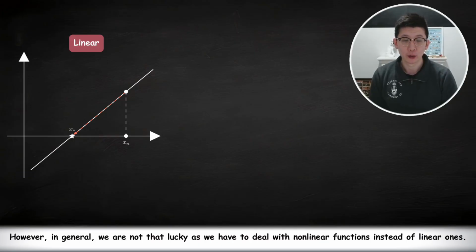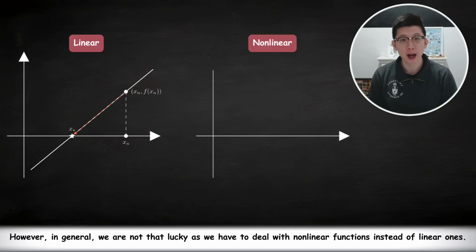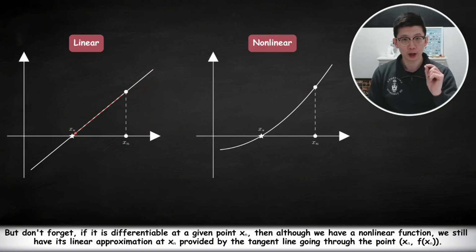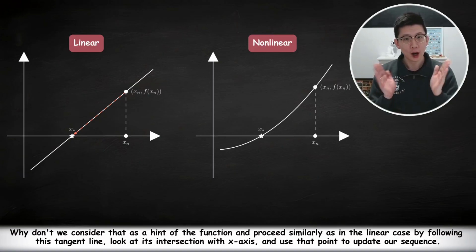However, in general, we are not that lucky, as we have to deal with nonlinear functions instead of linear ones. Now, the graph of a nonlinear function is in general much more complicated than a straight line. But don't forget, if it is differentiable at a given point x_n, then although we have a nonlinear function, we still have its linear approximation at x_n, provided by the tangent line going through the point (x_n, f(x_n)). Why don't we consider that as a hint of the function, and proceed similarly as in the linear case, by following this tangent line, looking at its intersection with the x-axis, and using that point to update our sequence.